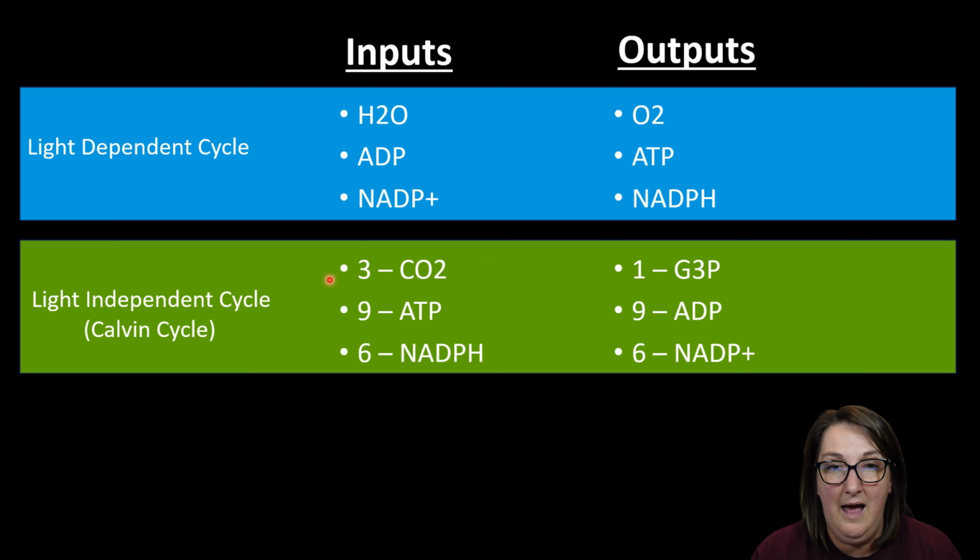And remember, this is just half a glucose molecule. Okay, out of that, I'm going to make 1 G3P. This is half that glucose molecule. I'm going to make 9 ADP, which are going to come back here. And I'm going to make 6 NADP+, which are going to go back here. So I am swapping these pieces back and forth. Is kind of what I'm doing with those.